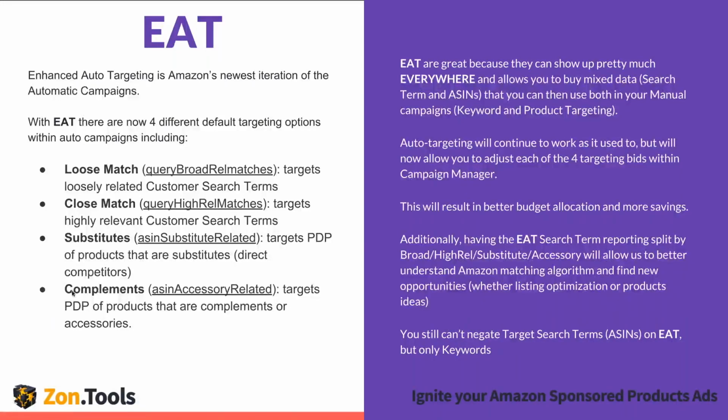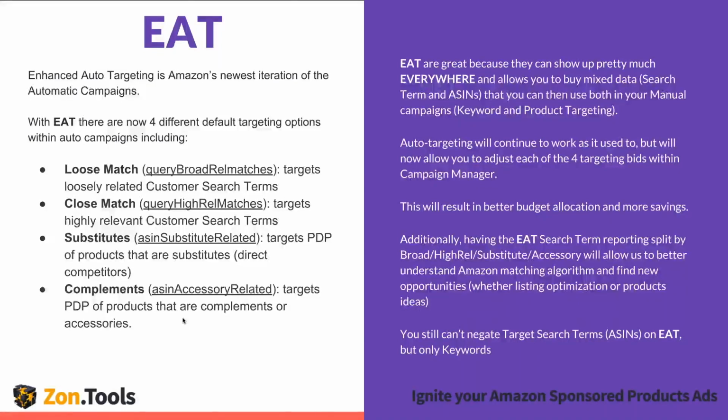The 4th target within the auto campaign is complements. Complements, again, is a product targeting, PDP. You will target listings that are complements or accessories. Going back to the silicone spatula example, you could target, I don't know, a garlic press, or spare parts for your silicone spatula. A new handle in case you break your handle, or a new spatula in case you melt your spatula on the fire.